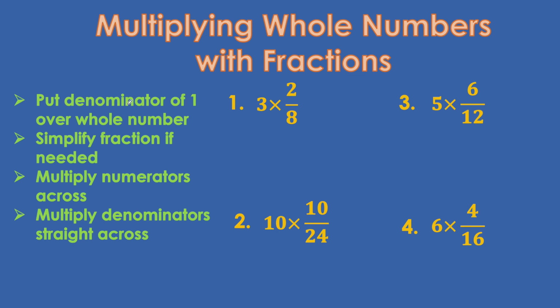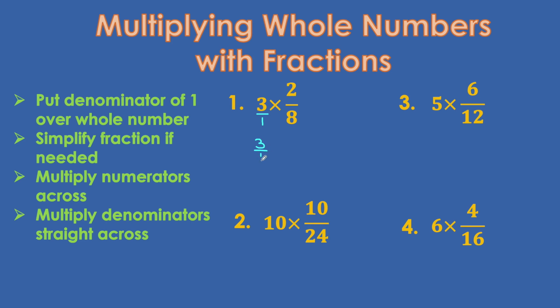First step, put a denominator of 1 over the whole number. So this is the whole number, and we're just going to put a 1 over it. This way, we're not changing the value of the fraction, and it gets a denominator. It'll be easier to have 2 numerators and 2 denominators. Second step, simplify the fraction if needed. It's always easier to simplify first before multiplying, so it can save you some time. So let's rewrite this problem.